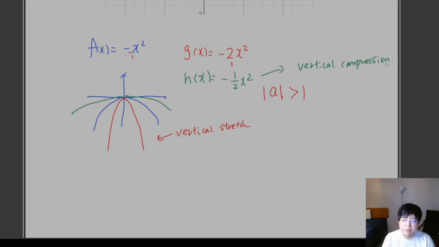Okay, so this time we reviewed function transformation. If anything is confusing, please do the homework, and I'm pretty sure everything will be very clear once you finish your homework.